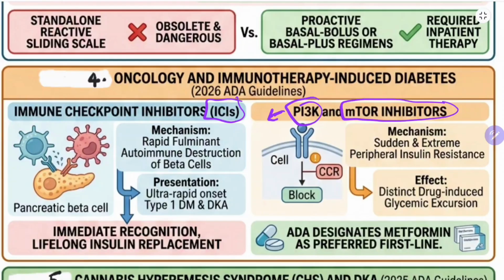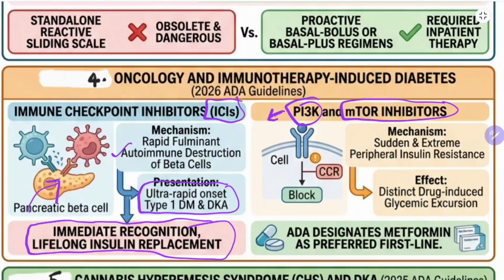Immune checkpoint inhibitors can cause fulminant autoimmune destruction of beta cells, and that will cause ultra rapid onset of type 1 diabetes mellitus and diabetic ketoacidosis. So immediate recognition is required, and patients who develop this autoimmune diabetes mellitus due to the use of immune checkpoint inhibitors should receive lifelong insulin therapy. This point should be kept in mind whenever a patient is receiving an immune checkpoint inhibitor.